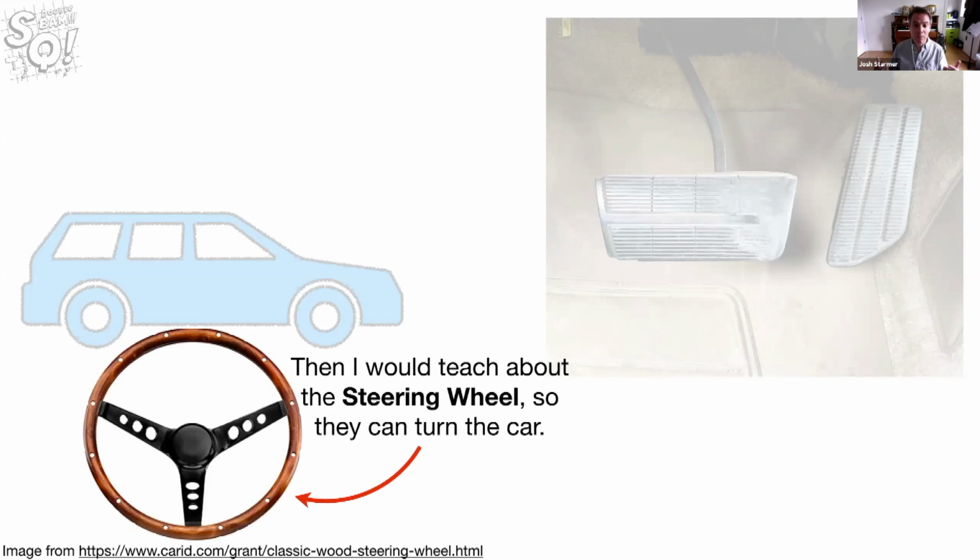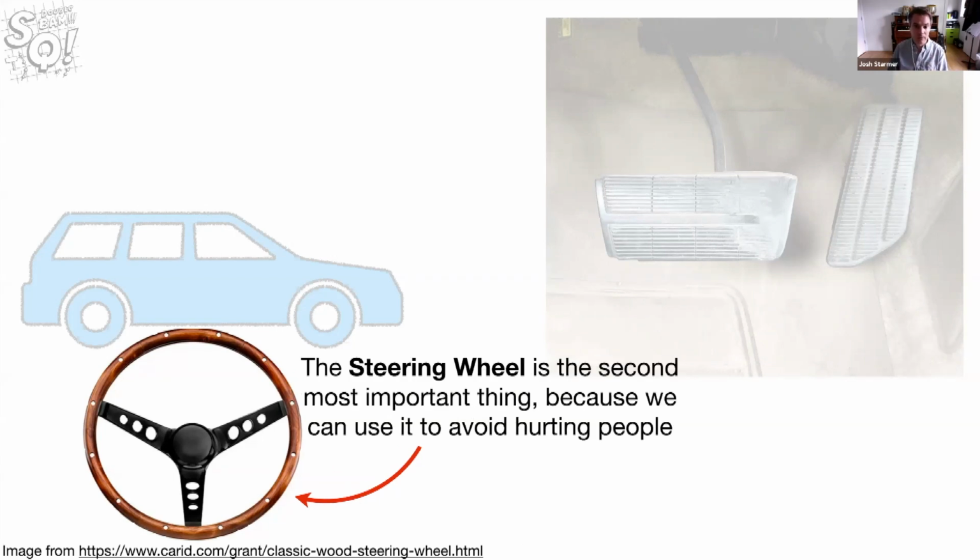Then I would teach about the steering wheel so that they can turn the car. We can now go left and right. We can avoid hitting things. The steering wheel is the second most important thing because we can use it to avoid hurting people.